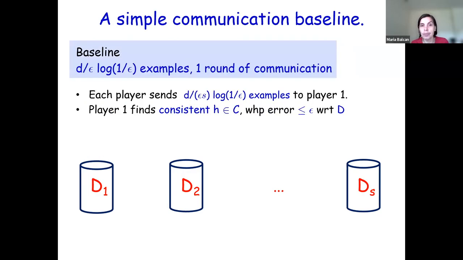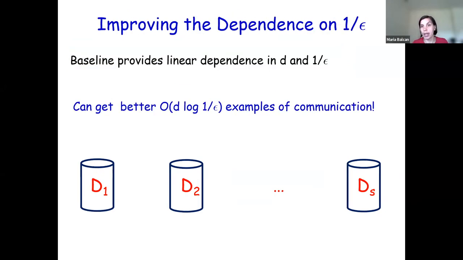But here the communication is linear in d and one over epsilon. So this is a baseline, it works, you can show it's correct, but the amount of communication is quite large. We end up communicating d over epsilon log of one over epsilon examples, which is quite large. So the question is, can we do better than this? Do we really need to communicate so much data? Can we somehow learn using a lot less communication?